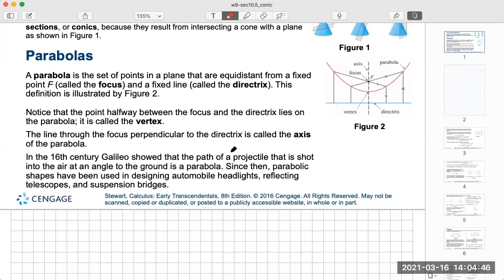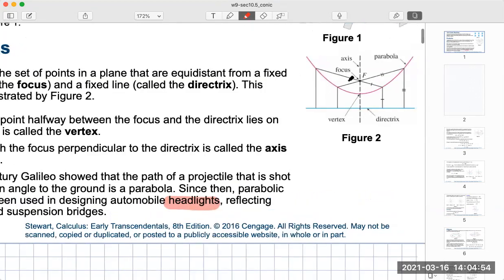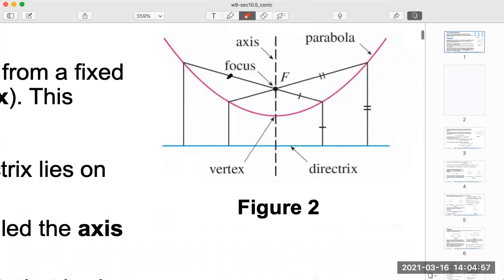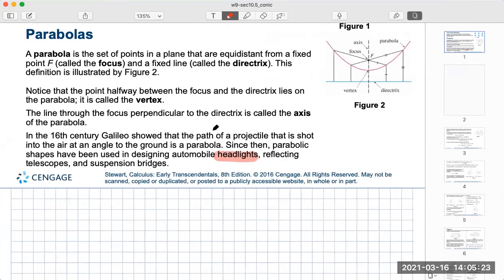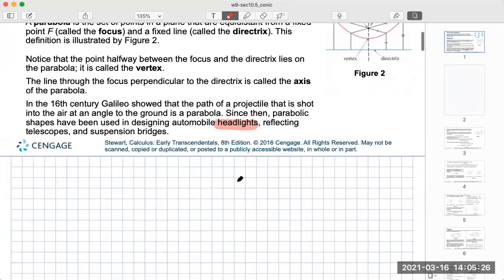Okay, and an application of this is very interesting. For example, in headlights, suppose this is a headlight, right? And the bulb is placed in this position, and all the light from that bulb will be reflected parallel by the parabola this way, and it makes the headlights very interesting. Okay, and many other applications.